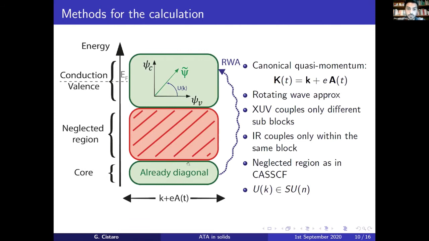So we use two pulses. The XUV couples the core band with the conduction and valence band, but doesn't couple the bands inside the same region. The other pulse, that is the IR, can only couple bands inside the same region, and moreover, it moves the K-space.